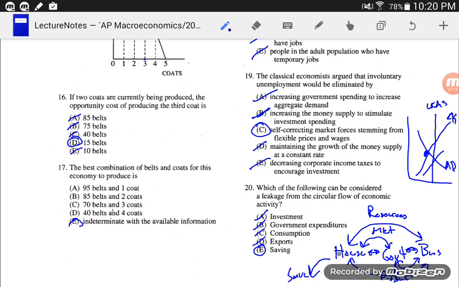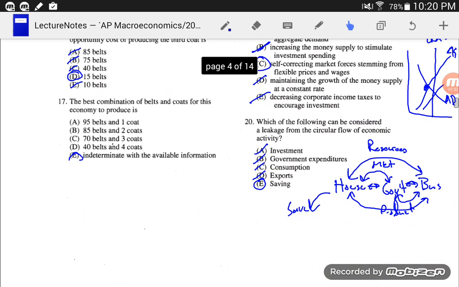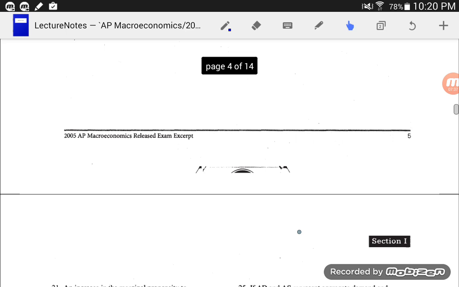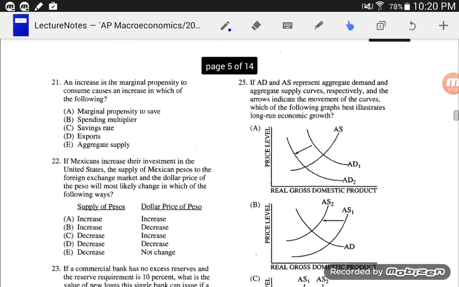Exports maybe is a tempting one there, because households don't buy from businesses in the U.S., but they are buying from businesses in the rest of the world, who then turn around and buy stuff from businesses in the U.S. So really the leakage is that savings. Basically, if I take my money and bury it in the backyard, it's no longer flowing in the economy.